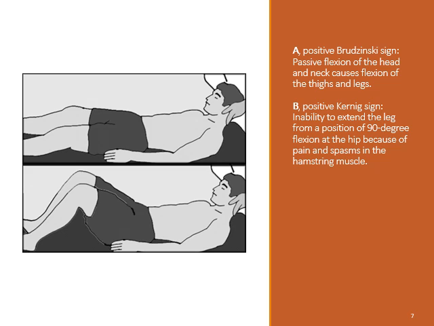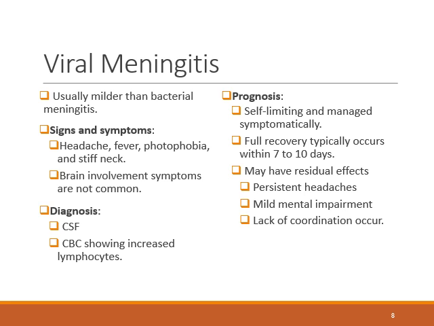A positive Kernig sign is inability to extend the legs from a position of 90-degree flexion at the hip because of the pain and spasms of the hamstring muscle. Once again, it's usually because of the irritation from the meninges.